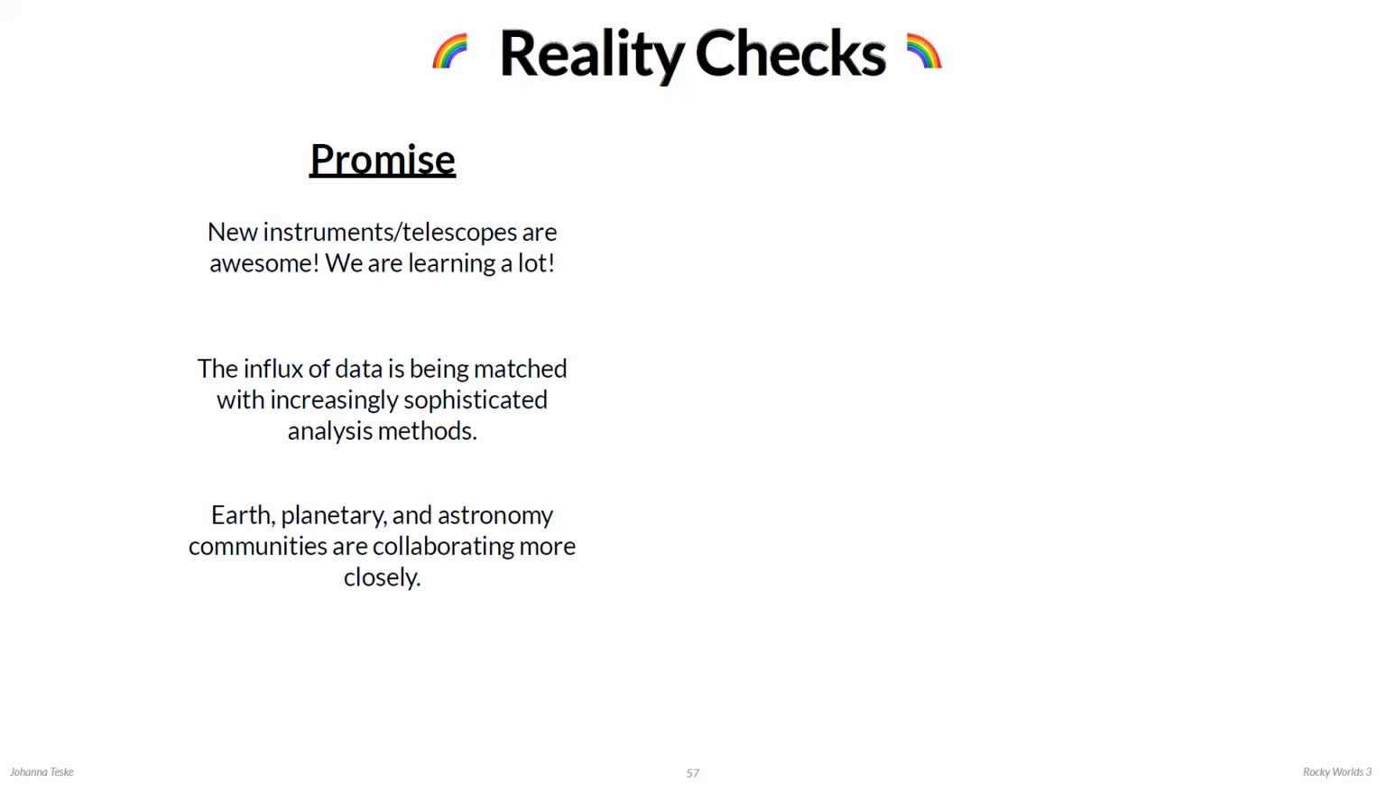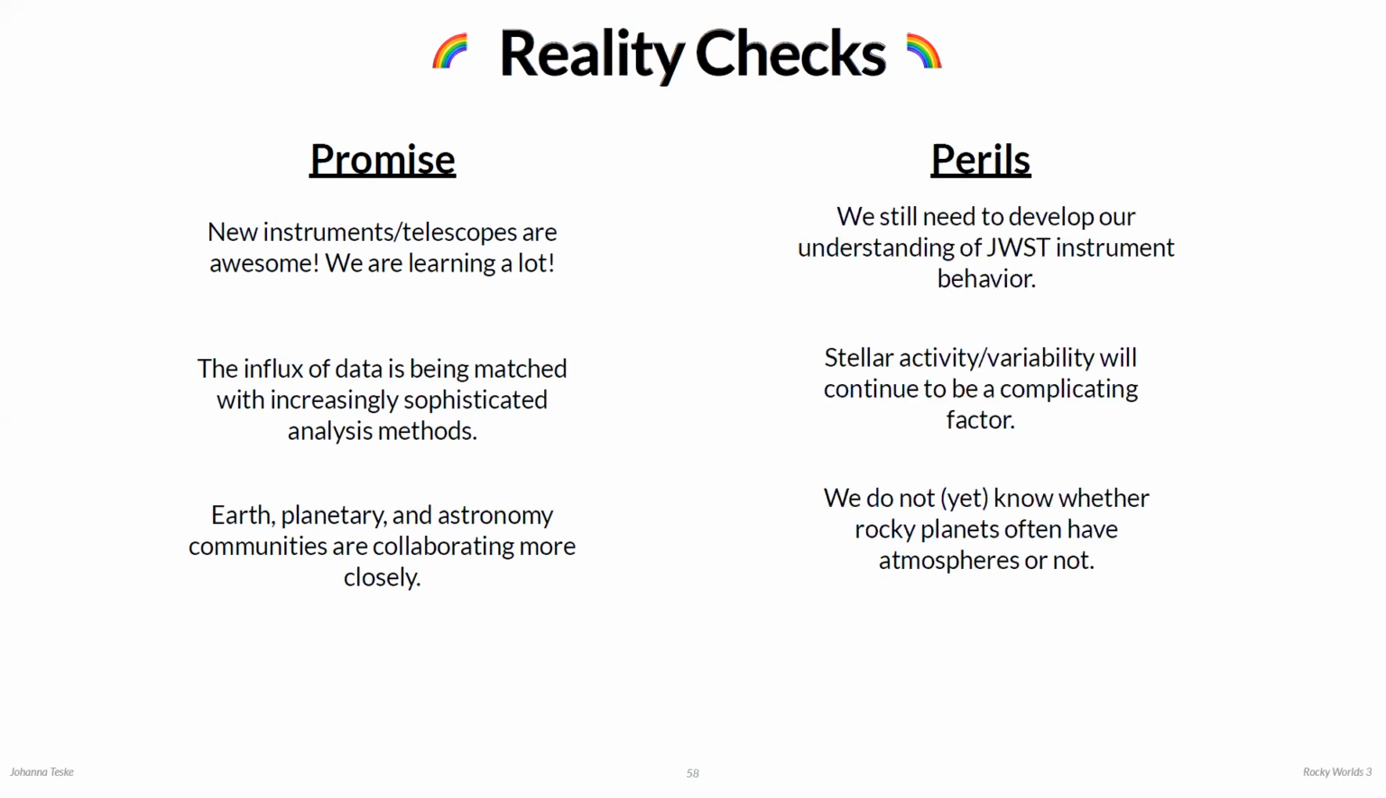And so just in summary, we have lots of new instruments on the ground and in space that are giving us awesome, amazing data. It's just a great time to be an observer, I think. And this influx of data is being matched by increasingly sophisticated methods of analyzing it to really get the most out of it. And I'm seeing lots of collaboration between these different communities, as evidenced by this meeting. I think there's still ways to better understand JWST data. Stellar activity is always going to be a problem, I think, or opportunity to learn more about the stars and the planets.